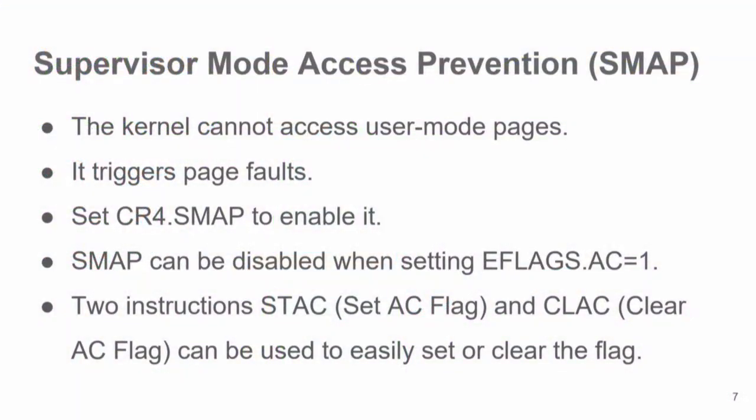So we noticed there's a hardware feature from Intel called Supervisor Mode Access Prevention, and this feature does exactly what we need. Basically, when the kernel accesses user pages, it triggers page faults, and so we know when things happen. To enable it is also very simple. You just need to set the SMAP bit in the CR4 register. And you can also disable this feature temporarily by setting the AC bit in the EFLAGS register.